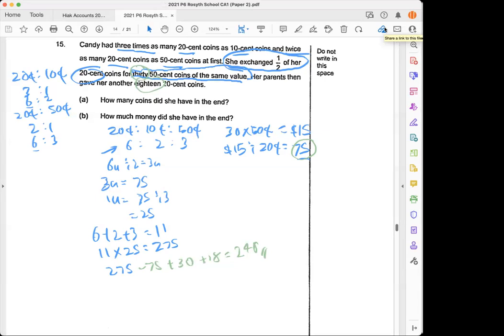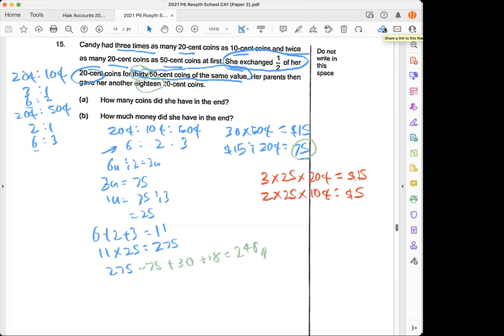Oh, that's easy. So in the end, remember, Candy started with 6 units of 20-cent coins and gave half of it away. So she's left with 3 units of 20-cent coins. So 3 units times 1 unit is 25, times 20 cents. That is the value of the 20-cent coins she has left. So that will be $15. Now, 10-cent coins, nothing has changed. So 2 units stays as 2 units times 25 times 10 cents. That will give you $5.